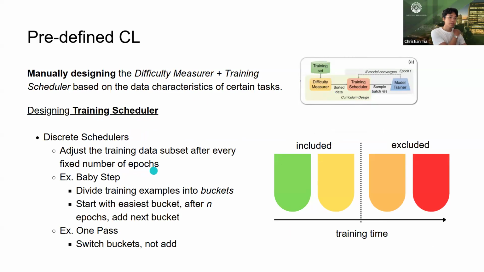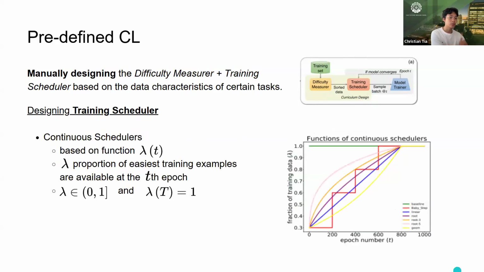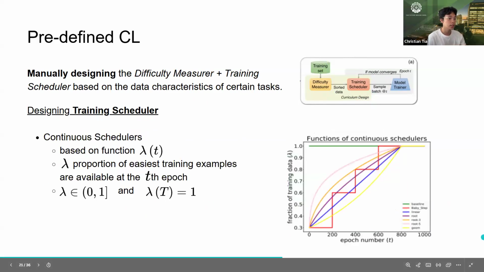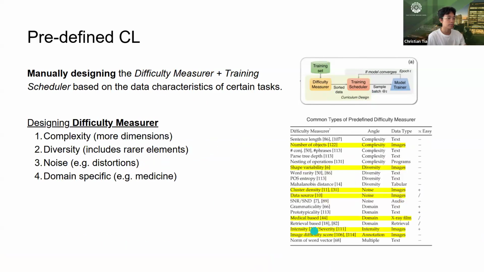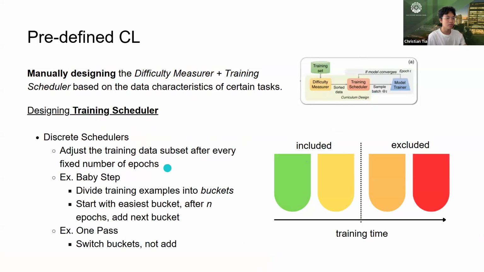There are two main types of this: discrete schedulers and continuous schedulers. Discrete schedulers adjust the training data subset after every fixed number of epochs. Based on the difficulty measure, which we define here, one algorithm, baby step, will divide the training examples into buckets. So let's say these are the images with plain backgrounds, and these ones have multiple objects, very busy ones. You divide them into buckets.